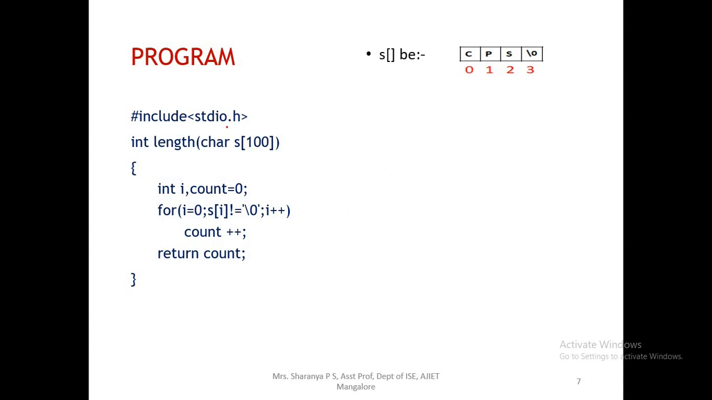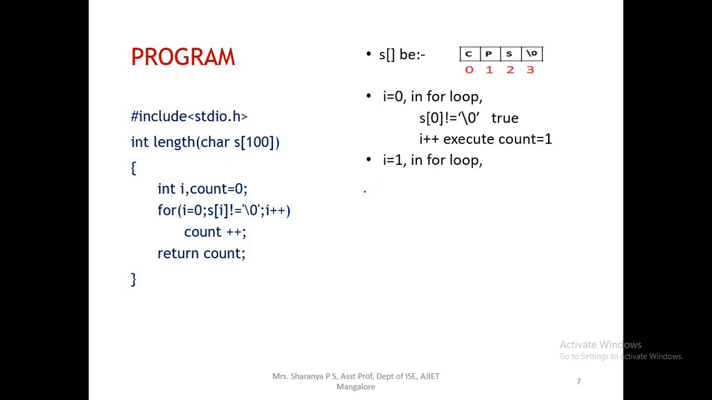Here we have started with the string as "yes", and then i is initially set to 0. In the for loop, it is checking whether s[0] is not equal to null. Yes, the condition is true. It goes inside, and count becomes 1, and then i is incremented. In the same way, when i is 1, it goes inside the for loop, count is set to 2, and i++ is executed.